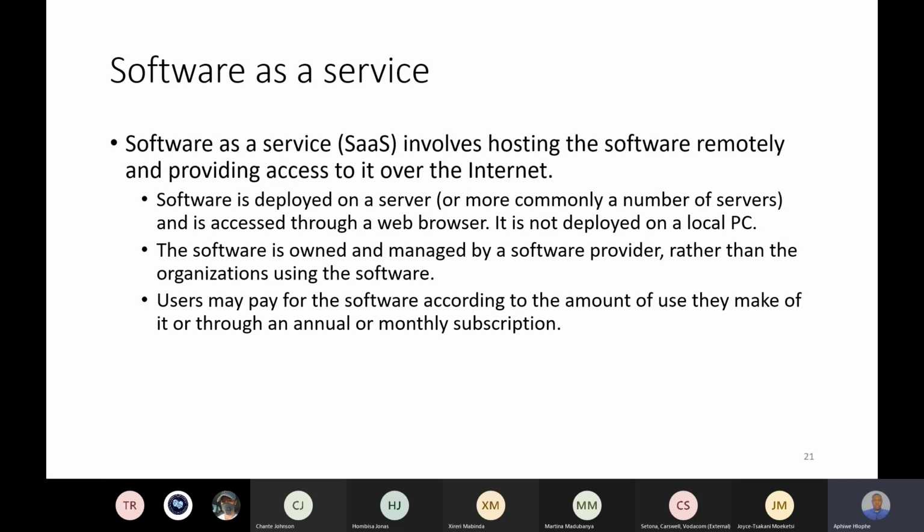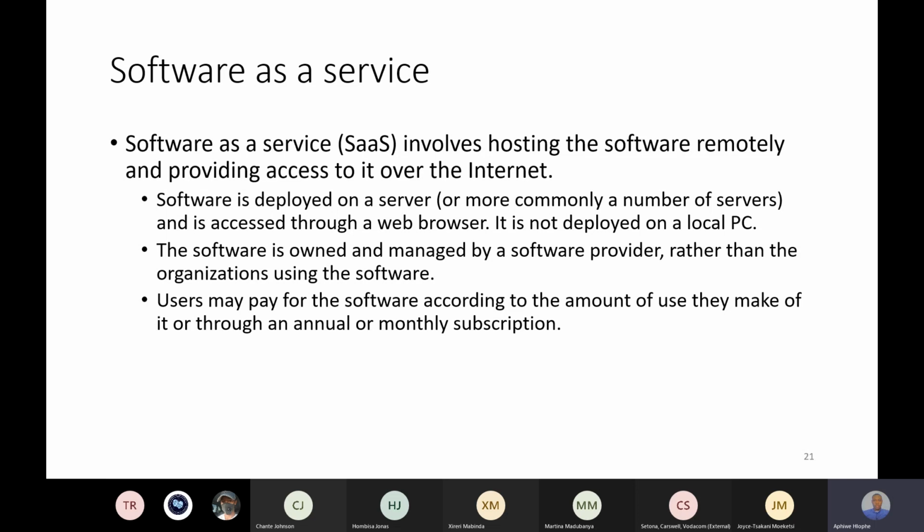Software is deployed on a server, or more commonly, a number of servers, and is accessed through a web browser and is not deployed on a local PC. So people access it remotely through the internet and the web browser, and it's not like your typical distributed system where you have a client that is installed on your local computer. The software is owned and managed by a software provider rather than by the organizations using the software. So if you are using software as a service, you're not owning, you are renting. That's what you must know.